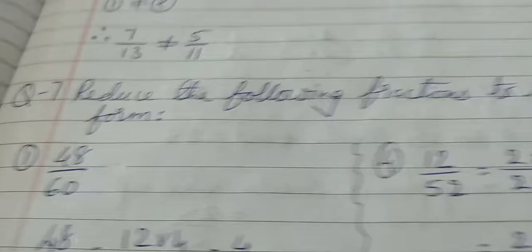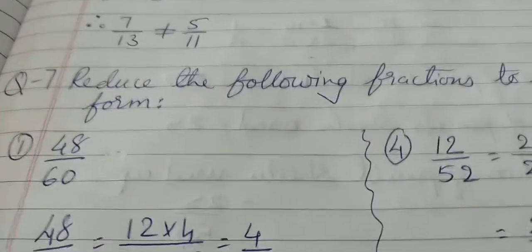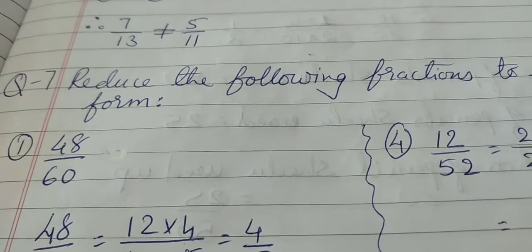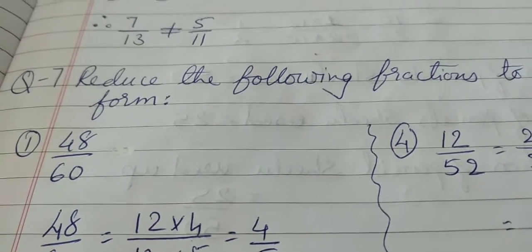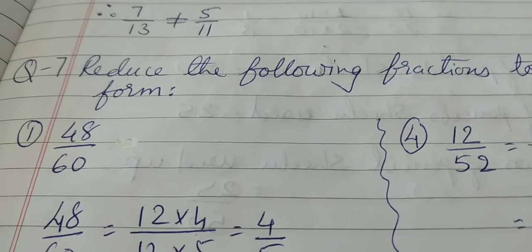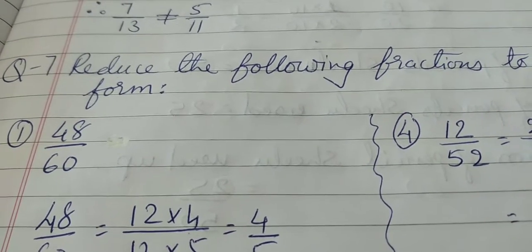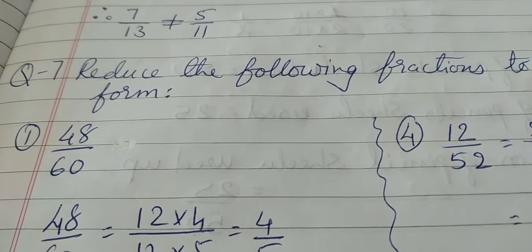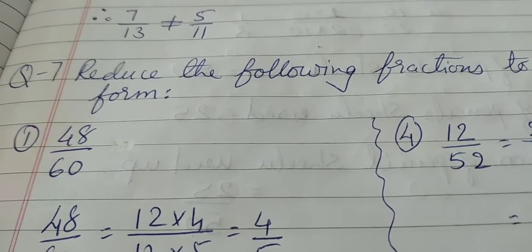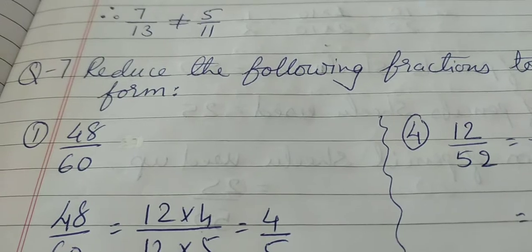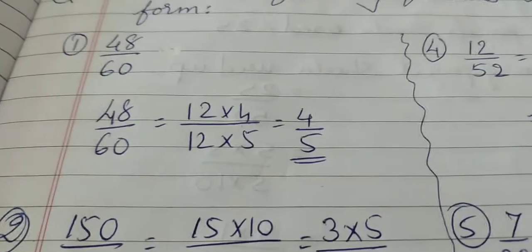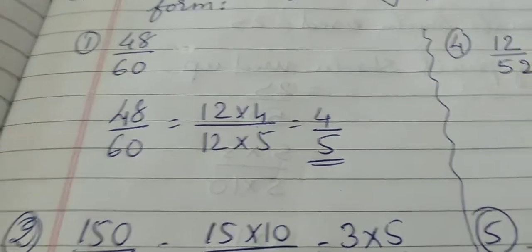Reduce the following fractions to simplest form. 48 upon 60, you have to get the simplest form, meaning we cannot factorize any further, only 1 will be the common factor between the two numbers, between the numerator and the denominator of the given fraction. That is called reduced form. Let's write, let's continue.